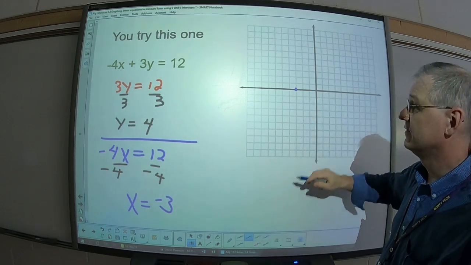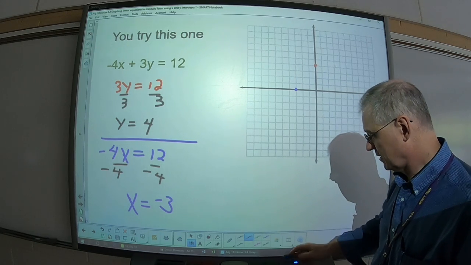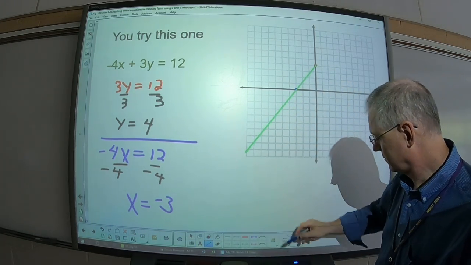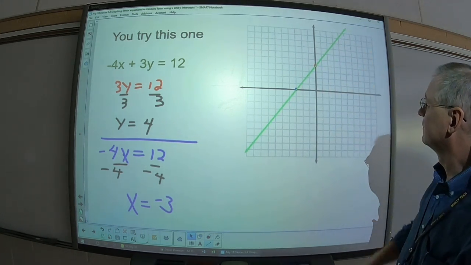The y value, positive 1, 2, 3, 4. And the line goes right through there. And there you have it.